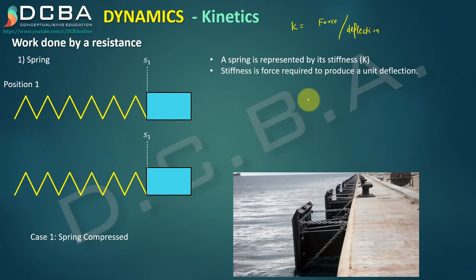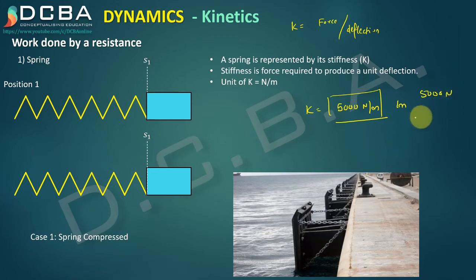Okay, and generally the units of stiffness are given as Newton per meter. So in a very simple case, if the spring has a stiffness of 5000 newtons per meter, what this basically means is that for that spring to be compressed by 1 meter, I need 5000 newtons of force. Okay, so if I apply 5000 newton of force to that spring, the spring will get compressed by 1 meter.